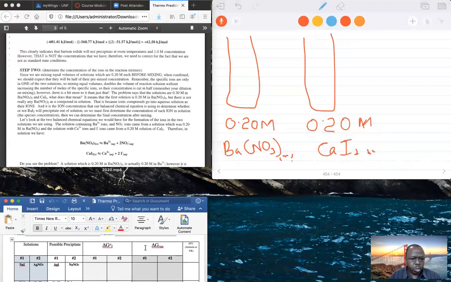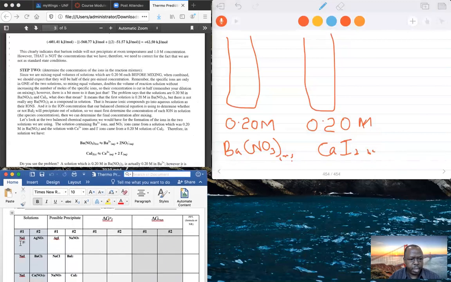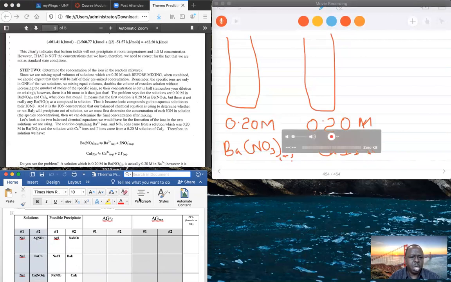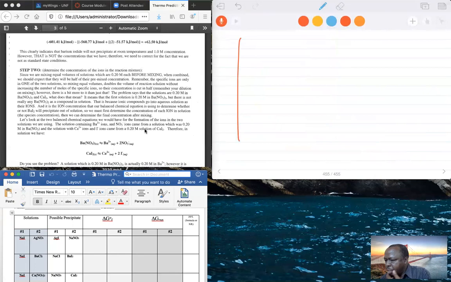Here, there are two solutions, solution 1 and solution 2. Let me just bring this up here. You'll see solution 1 and solution 2: sodium nitrate, sodium iodide, silver nitrate. You don't see the concentration on the data sheet, but it's assumed that all of them will be 0.2 molar to start off with. Now, assume that you have mixed the two.